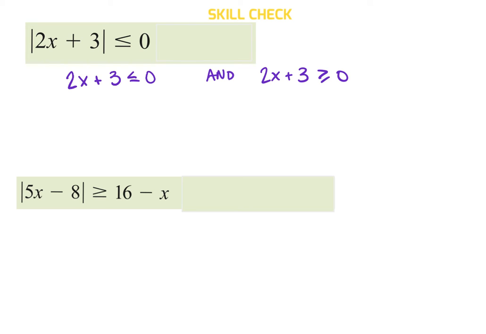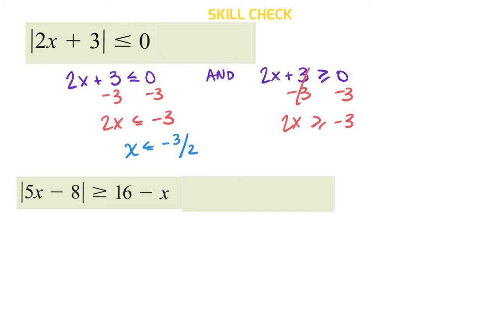Yes. So we're going to subtract my 3, right? 2x is less than or equal to negative 3. Divide by 2, x is less than or equal to negative 3/2. So far, so good. All right. Subtract my 3 on the other side. We have 2x is greater than or equal to negative 3. Divide by 2, x is greater than or equal to negative 3/2, right? So far, so good? No? Should we positive 3? Now, this is an and. All right?